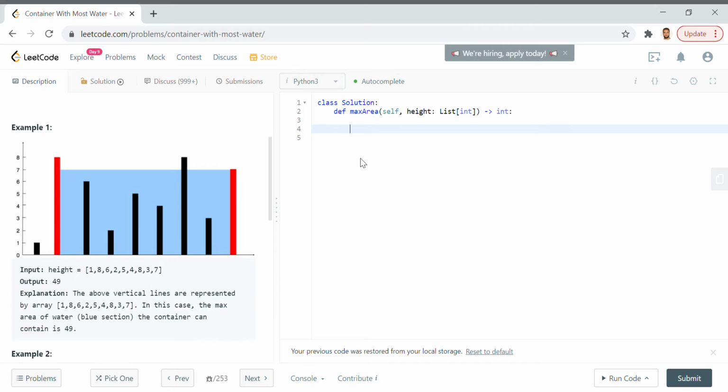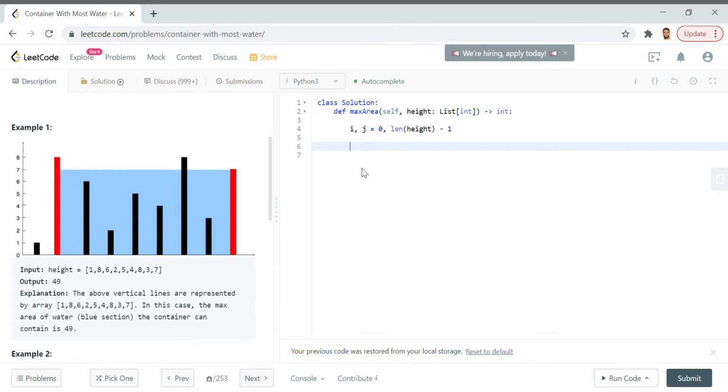So the idea is that you have 2 pointers. We'll call them i and j for now, 0 and len of height minus 1. So i is pointing to the first bar. If you see in example 1, the bar all the way to the left, and j will be pointing to the bar all the way to the right.